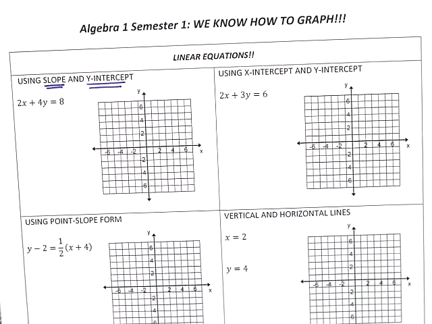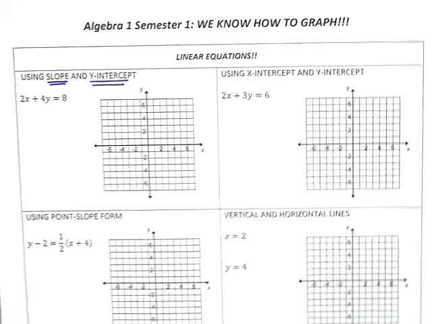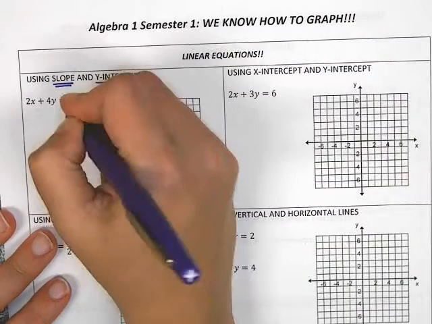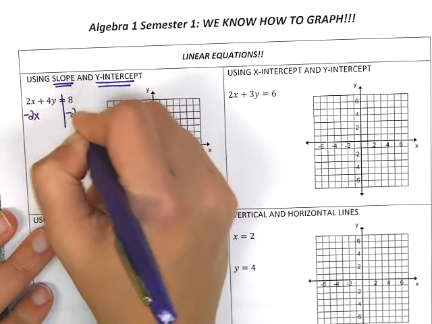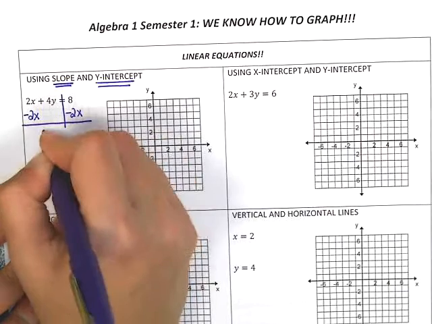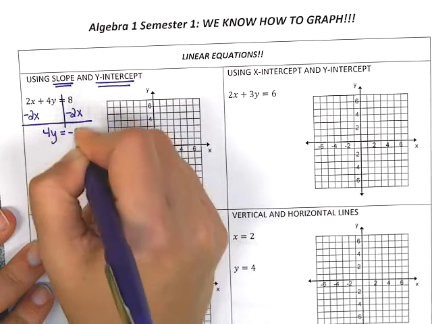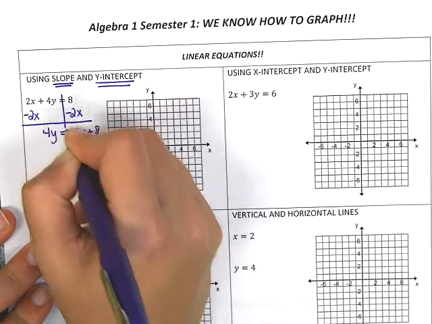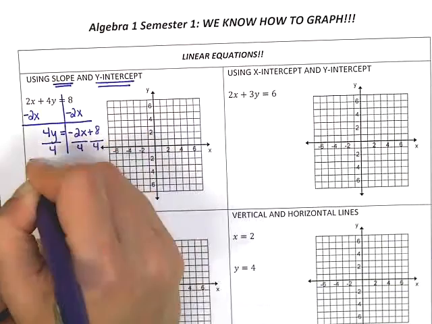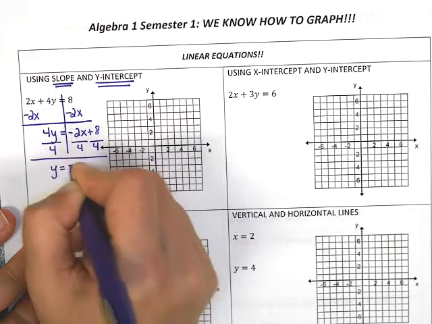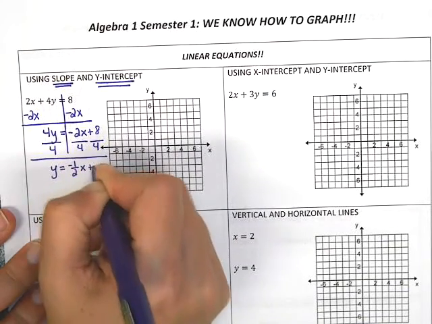In order to find a slope and a y-intercept when we've got an equation, the first step that's really important is to get y by itself. So here I would start by subtracting the 2x on both sides, and I would get 4y equals negative 2x plus 8. Then I would divide everything by 4, and I would get y equals negative 1/2 x plus 2.